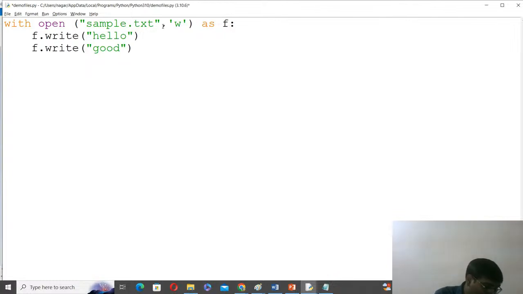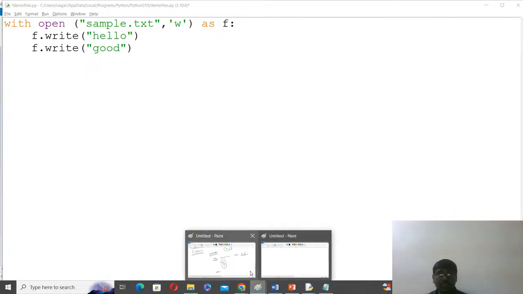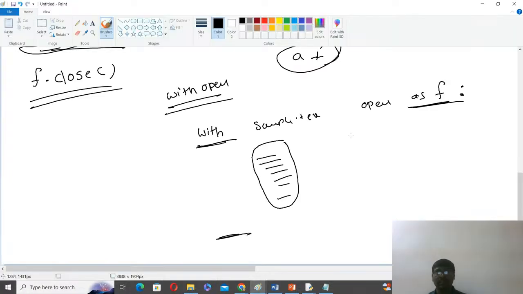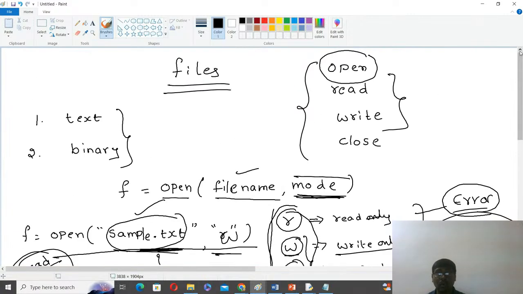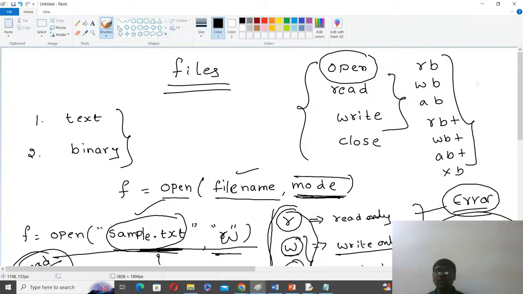Okay, last point. Till now, we discussed files with text, the text files. Now this R is replaced with RB, WB, AB, RB plus, WB plus, AB plus, XB. All these are used for doing operations in binary mode, that is, for binary files.